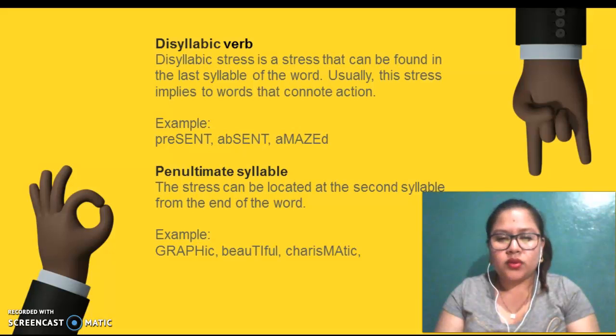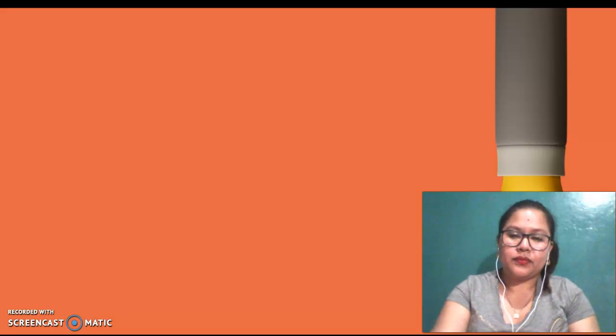Penultimate syllable. The stress can be located at the second syllable from the end of the word. For example, graphic, beautiful, charismatic.